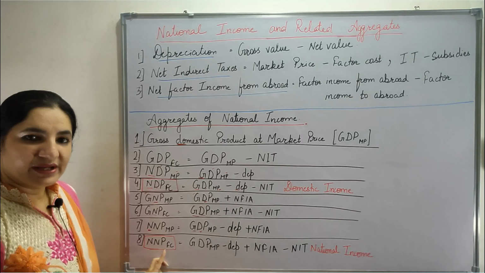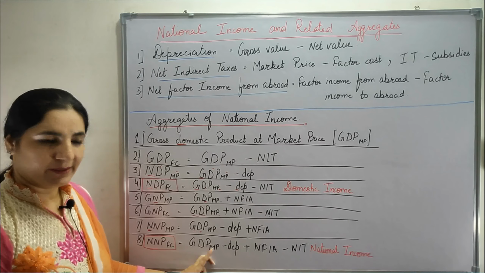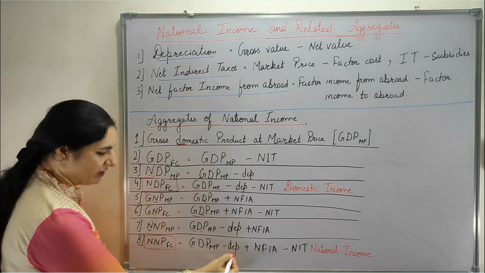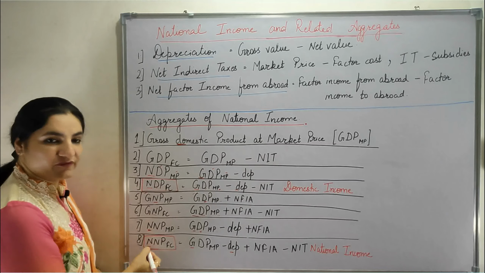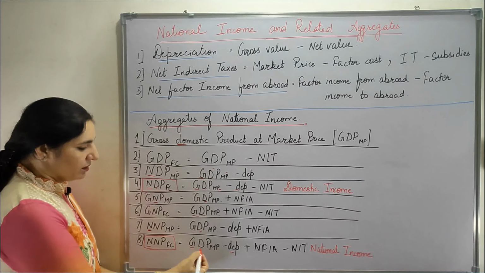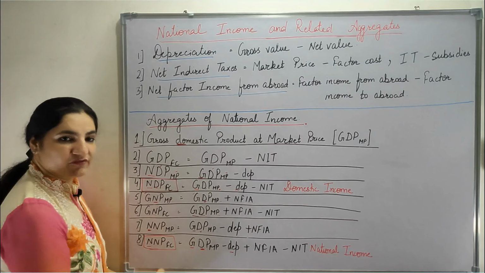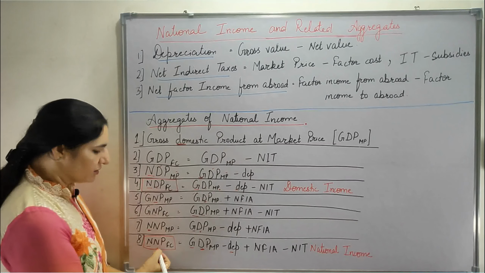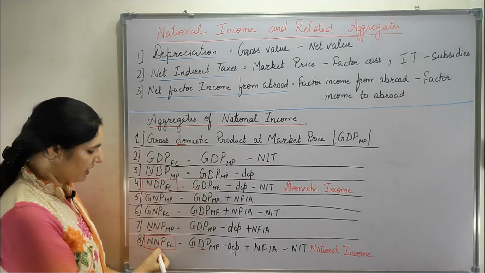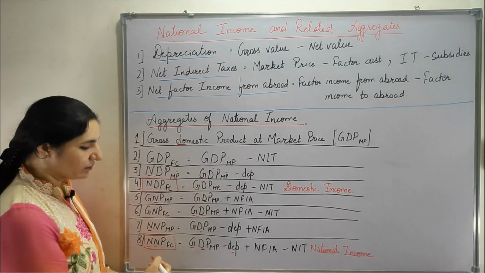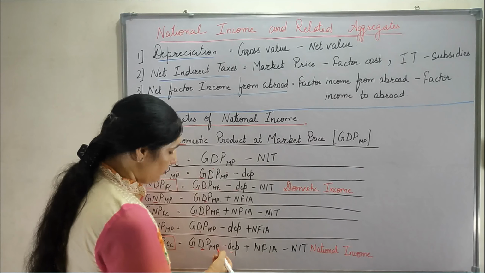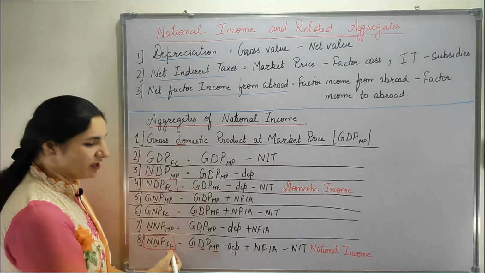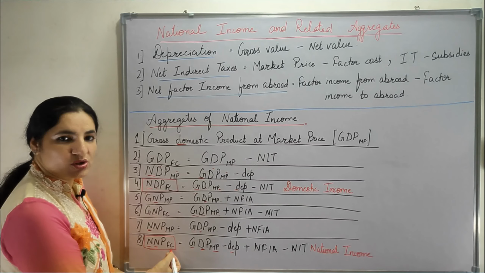To arrive at NNP at FC from GDP at MP, in gross we will deduct depreciation and we will arrive at net. This is domestic value. In domestic value, we will add NFIA and we will arrive at national product. Then from market price, when we reduce NIT, we will arrive at factor cost.